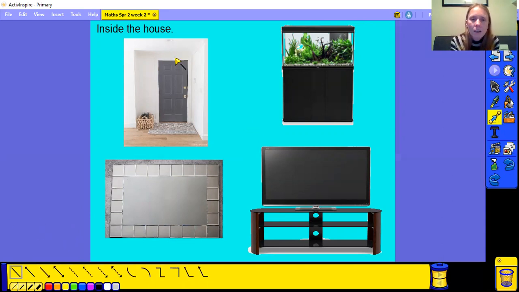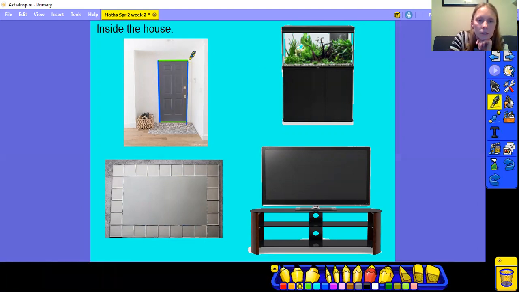Oh, I can see a rectangle in this picture. I can see that the door has 2 short sides and it has 2 long sides. Does it have 4 corners? Let's check. 1, 2, 3, 4. Did you spot any more rectangles in that picture? That's right. There are some other rectangles on the door. A long rectangle here and a shorter rectangle here.